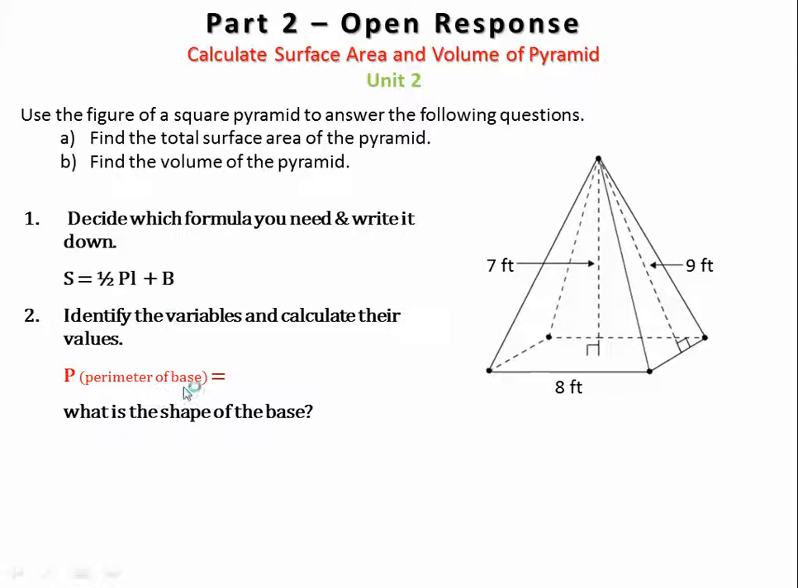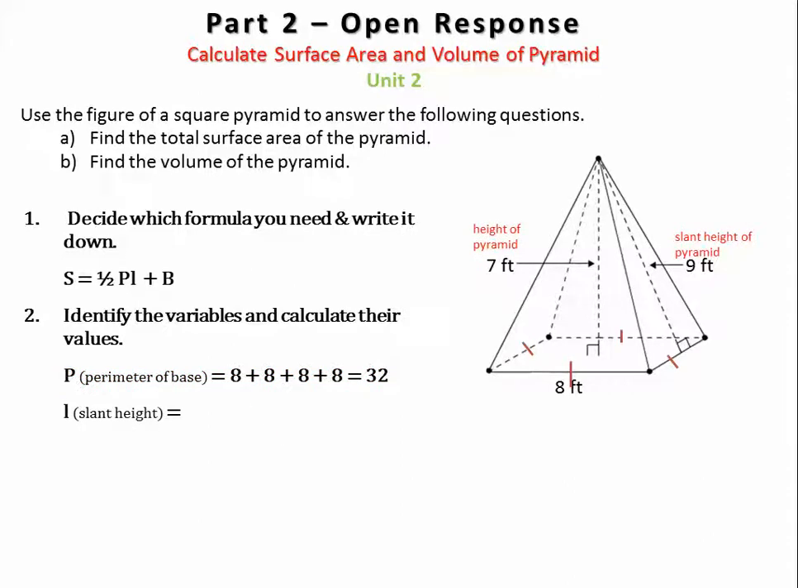So first P, which is the perimeter of the base. What is the shape of the base? Well, if you look up in the instructions, it says use the figure of the square pyramid. So I know that this base here is a square. So that means each side of the base is going to be 8 feet. Okay, so it's a square, so all sides are the same length. So since all sides are 8 feet, I'm going to say 8 plus 8 plus 8 plus 8 equals 32.